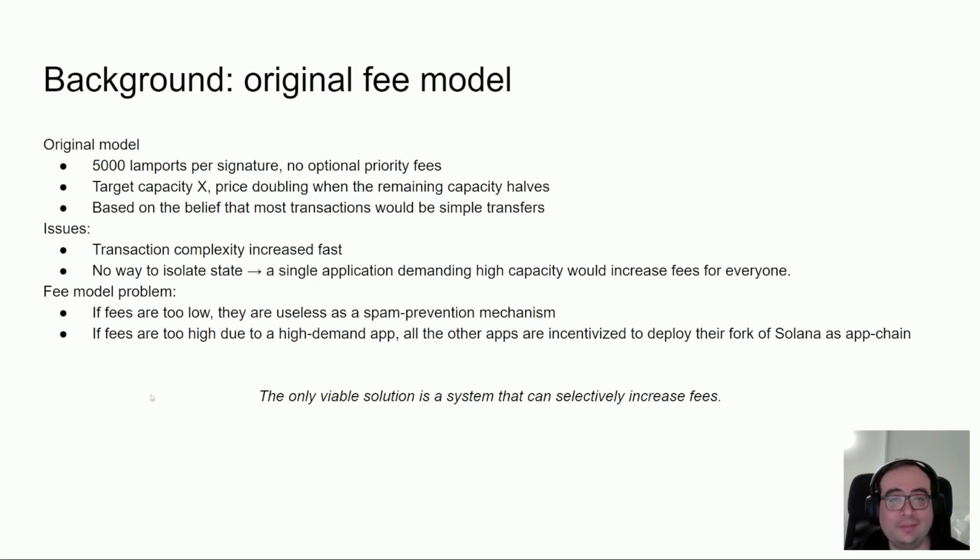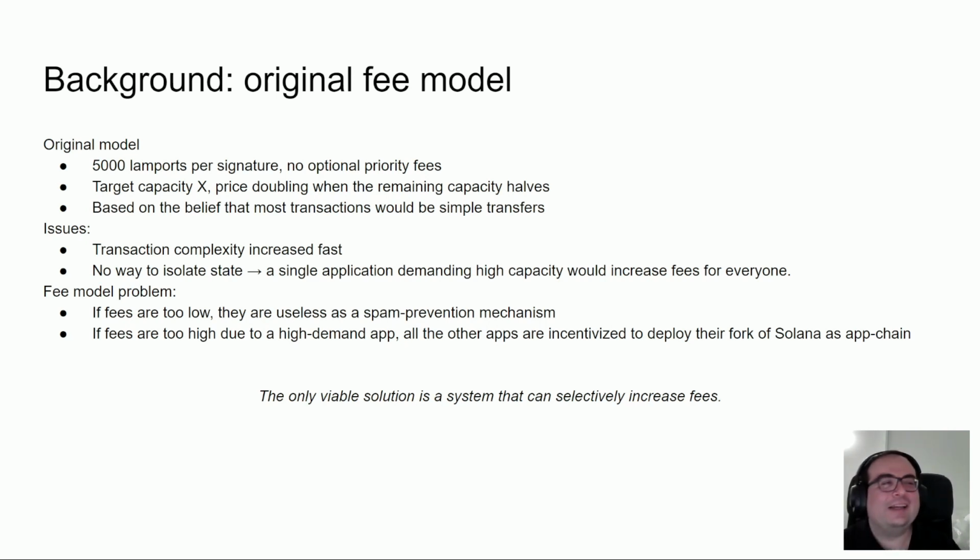If fees are too high, because there is an application that has high demand, requires a lot of network capacity, and drives up the fees with the mechanism we discussed earlier, there is a problem for all the other apps. They don't need that much activity, and so the fact that the fees increase for them is a big issue. What will actually happen is that this application will deploy their own fork of Solana. So you have these app chains based on SVM because the fees were too high. That's a problem, and this is a problem for all kinds of integrated blockchains.